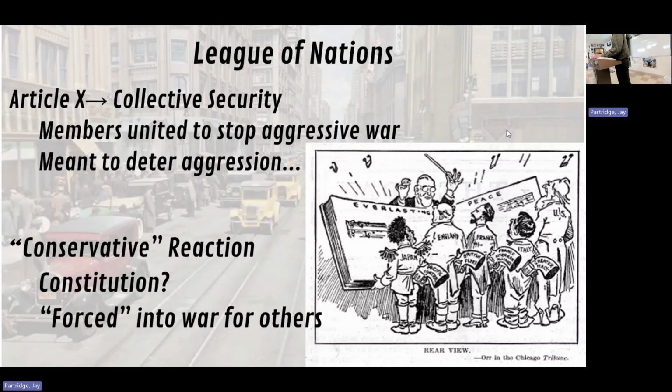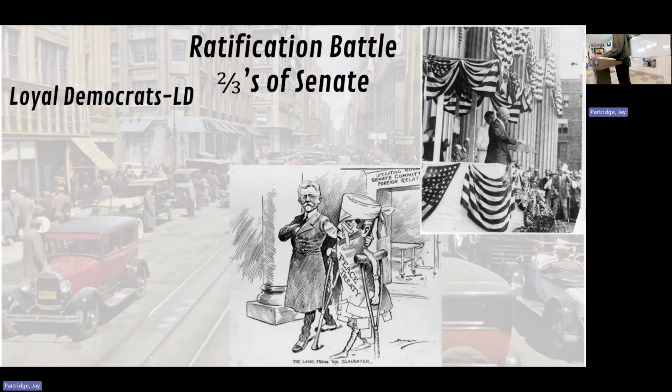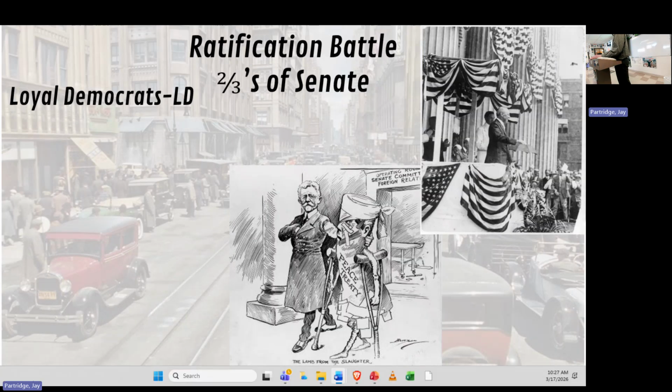And so, liberal wants more foreign policy, League of Nations, conservative wants less. Reservationists were fairly liberal, but kind of conservative. So let's get into this. So let's get to the three groups.